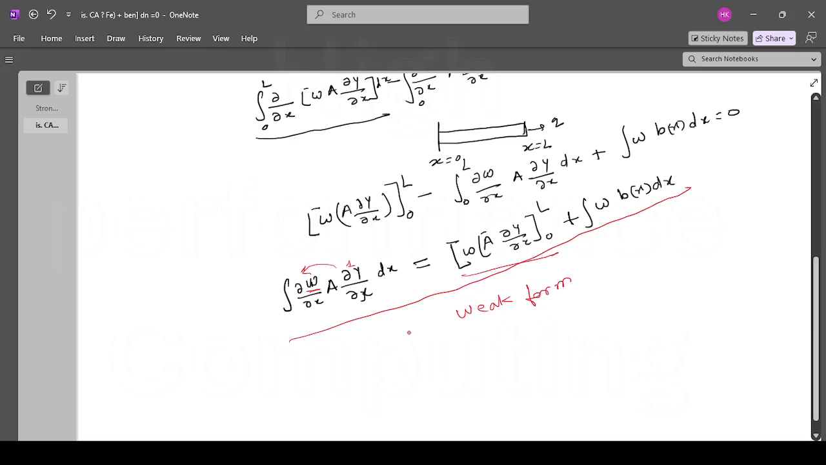Now in the next lecture, I will tell you what the approximate function is and how to choose the approximate function.